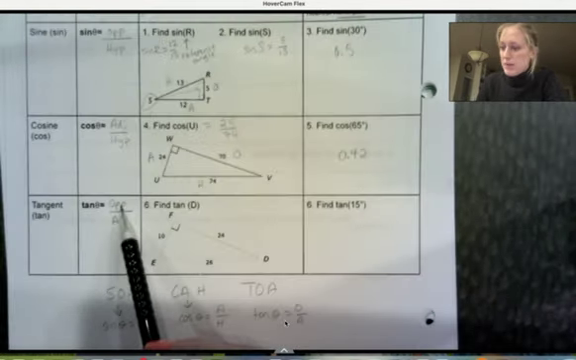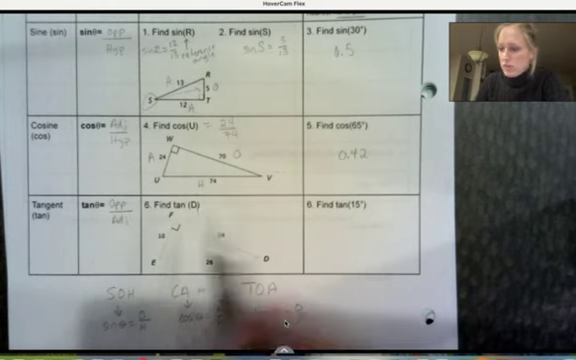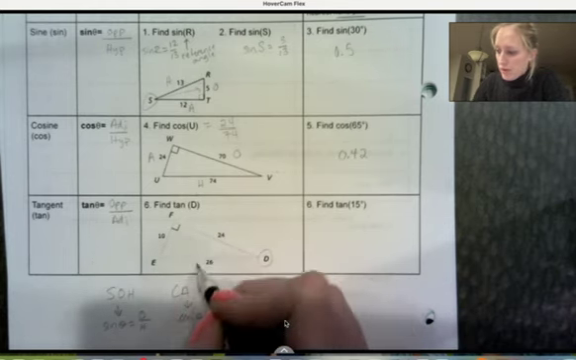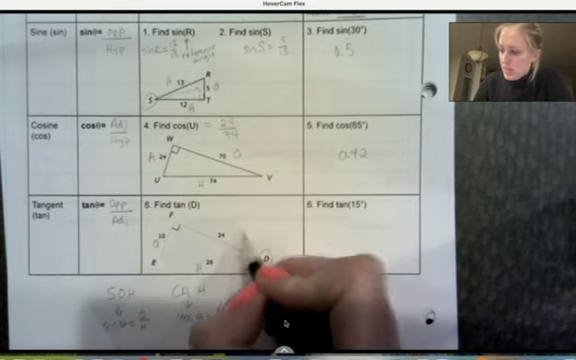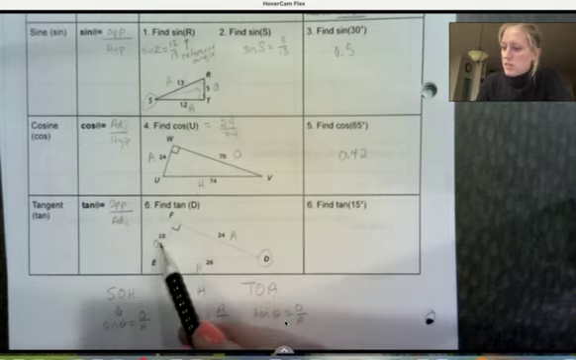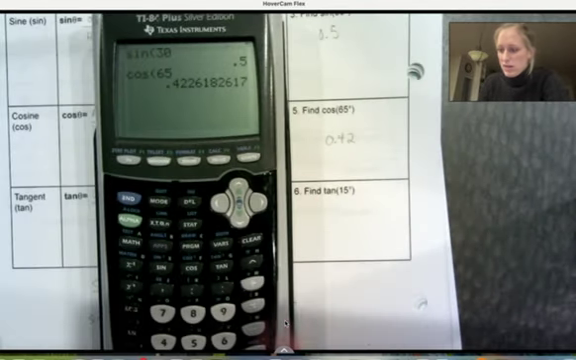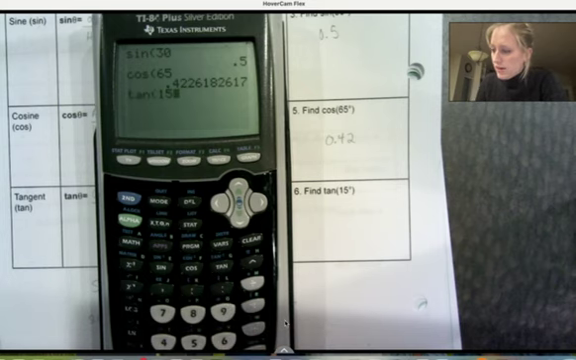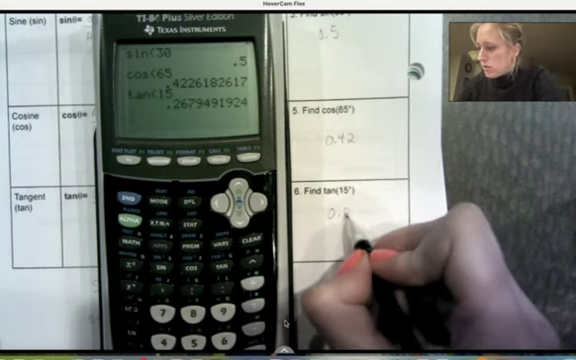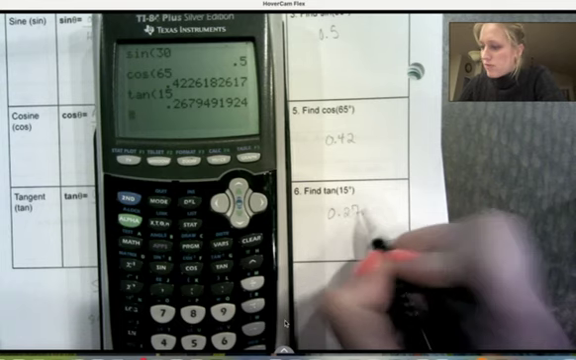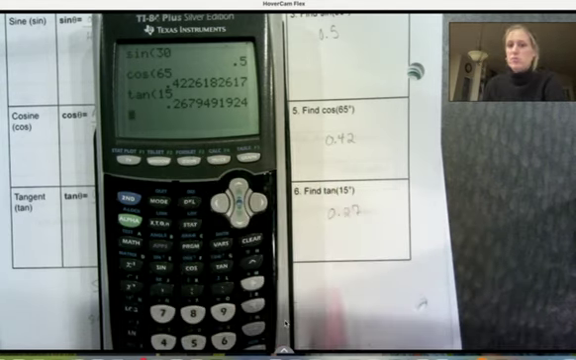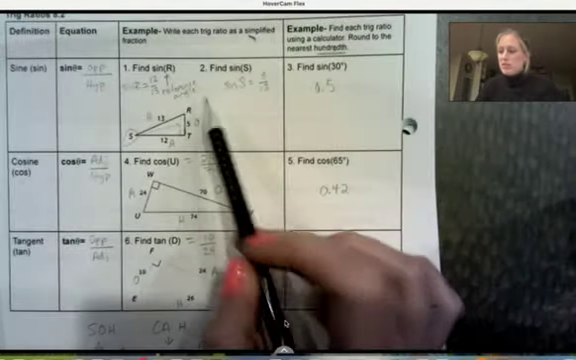Now let's try some tangent examples. Tangent is opposite over adjacent, so we're finding tangent of angle D. Here's my reference angle, hypotenuse, opposite of D, adjacent to D. This time I need opposite over adjacent, so 10 over 24. The tangent button on our calculator is right here. So I'm typing in tangent of 15 and hit equals. Round to 2 decimal places, we're going to do 0.267. The 6 after the 2 is going to tell me to bump that up, so 0.27 approximately.